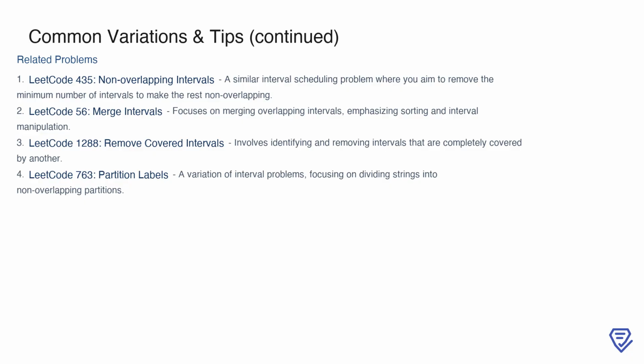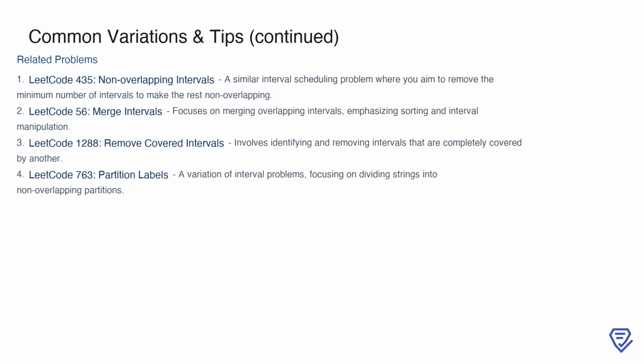For example, LeetCode 435, non-overlapping intervals, is another interval scheduling problem where the goal is to remove the minimum number of intervals to ensure the rest are non-overlapping. LeetCode 56, merge intervals, is a classic problem that focuses on merging overlapping intervals, which heavily relies on sorting and manipulating ranges. LeetCode 1288, remove covered intervals, involves identifying intervals that are completely covered by another and removing them, which requires careful analysis of start and end points.